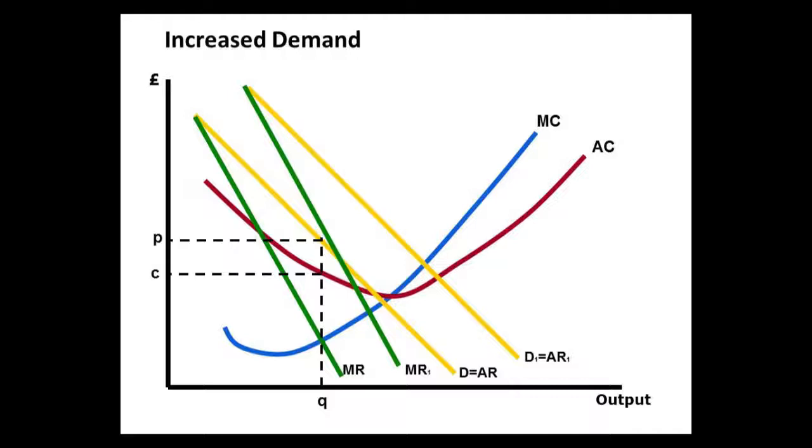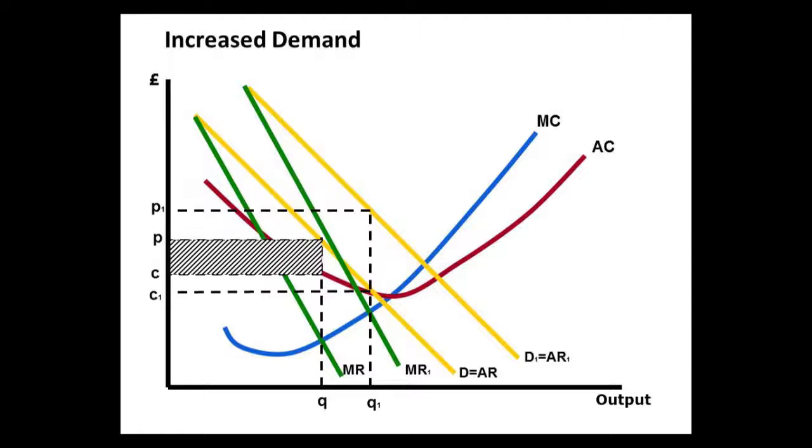The business is a profit maximizer, so it produces where MC and our new marginal revenue curve meet, which is quantity Q1. We find the new price by continuing this dotted line up to the demand curve and tracing across to give us P1, and we find the new cost by tracing along from where the dotted line meets the AC curve, giving us C1. That means that the level of supernormal profit has increased from this area here to this area here.